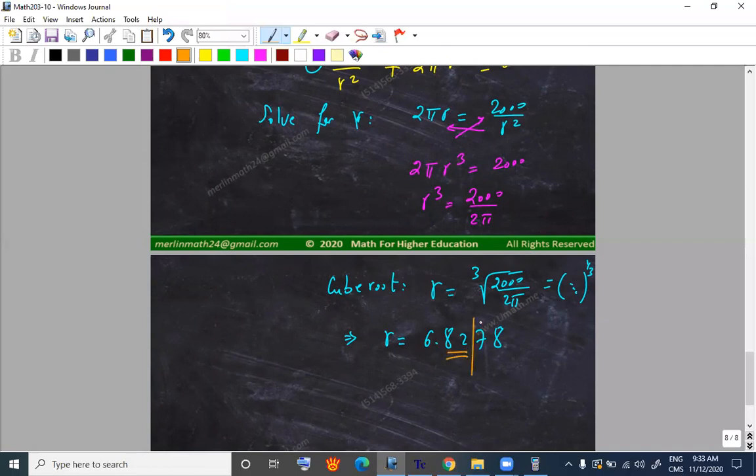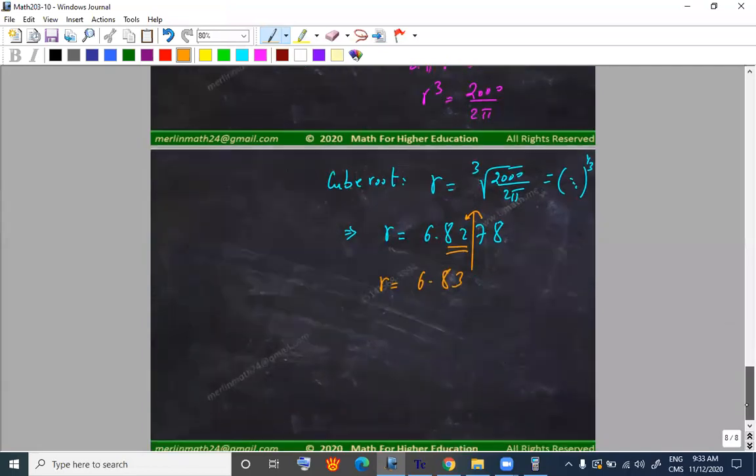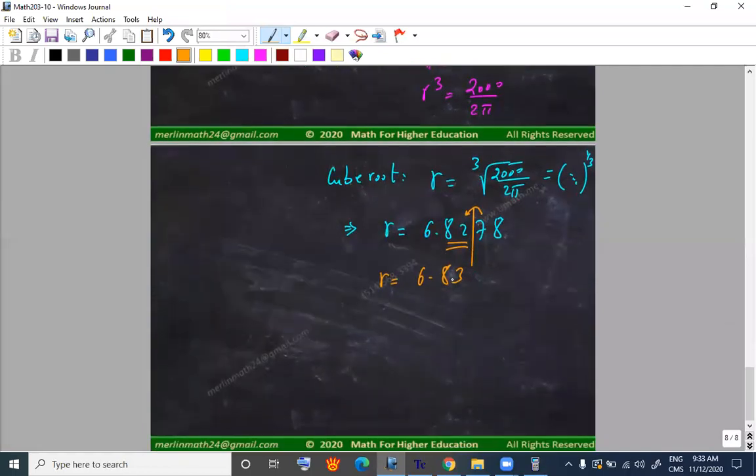So if this is a number 5 or more, you add a 1 to this digit. So r would be 6.83 because they expect you to know all this stuff. So imagine it is online and you put 6.82. They say it's wrong. It should be 6.83. So be careful. It should be indicated, by the way, how many decimal places they ask.